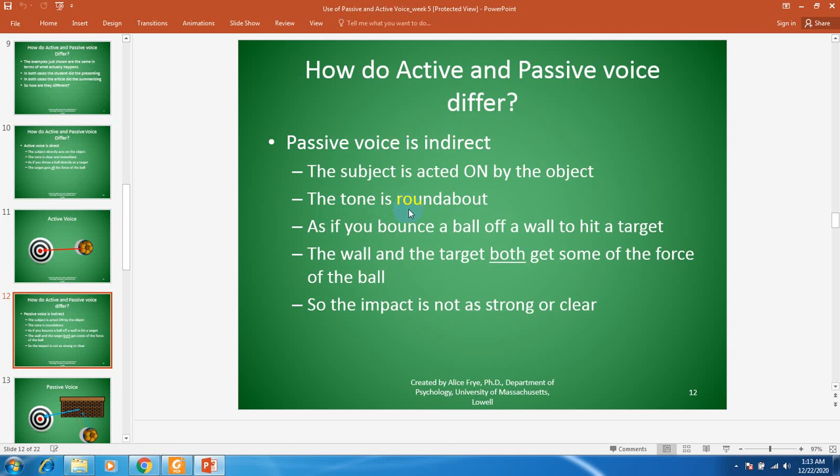The route is rounded out, as if you bounce a ball off a wall to hit a target. The wall and the target both get some of the force of the ball. So the impact is not as strong or clear.